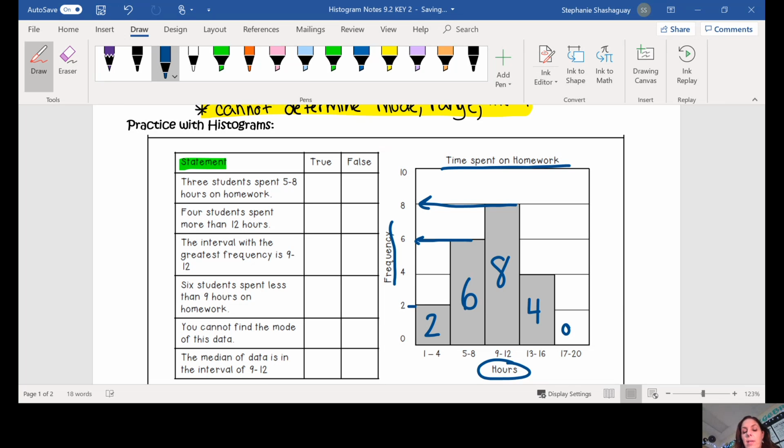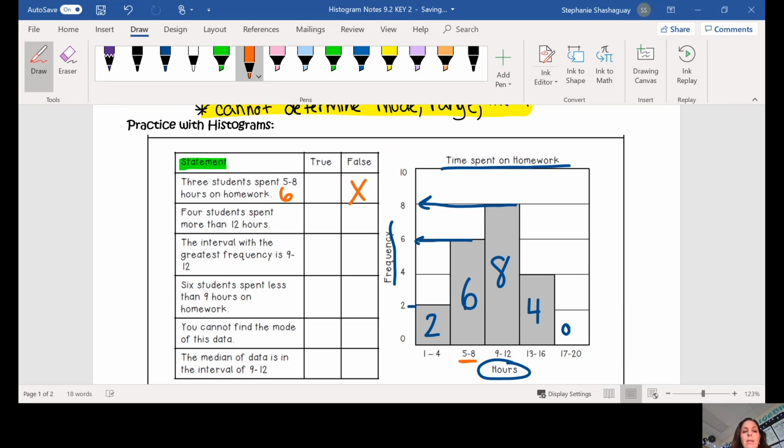So we have equal intervals on our graph, which makes this a histogram. We have bars without any spaces. Now we have to look at the questions they've given us over here on the left and determine if each is true or false. It says 3 students spent 5 to 8 hours on homework. Well, 5 to 8 is right here on our graph, and there's actually 6 students. So that is false, because there were 6 students who studied 5 to 8 hours, not 3.